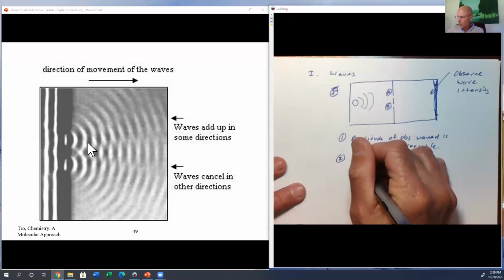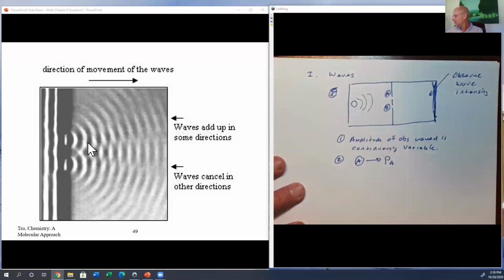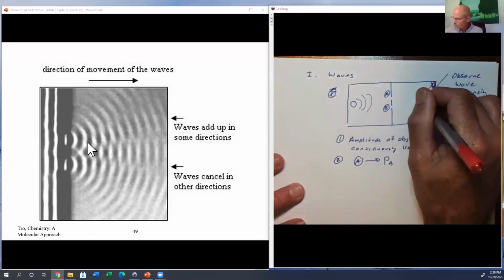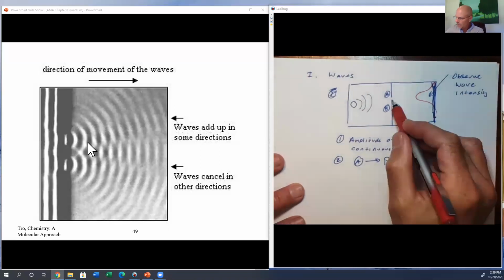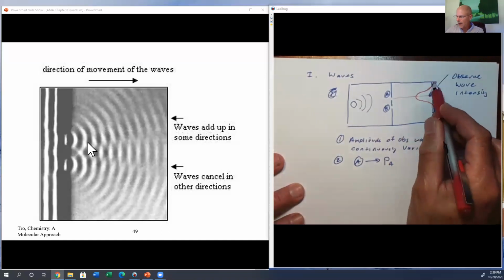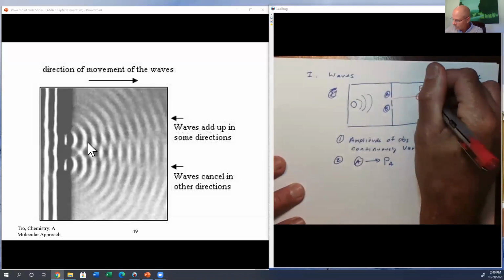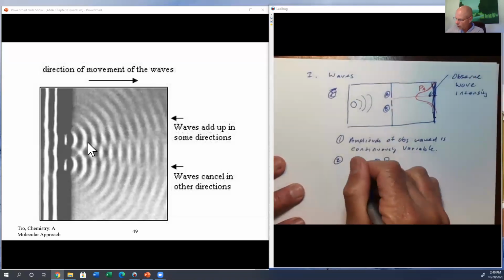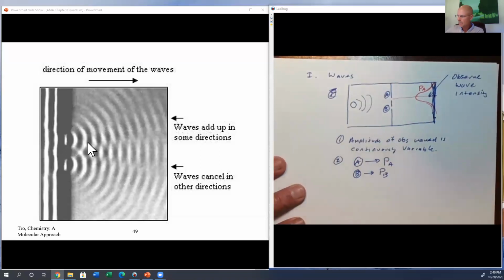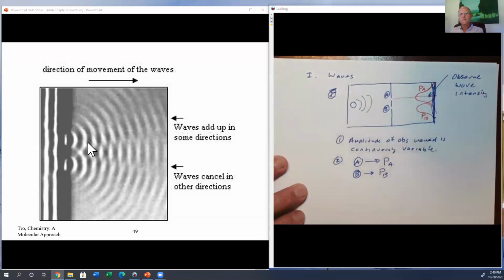Second thing you observe, if you open hole A and close hole B, you get an intensity pattern that looks like this, PA. As the waves pass through, the greatest intensity would be here, and then the intensity would fall away as you get away from that point, all right? So we'll call this PA. Similarly, if you open hole B and close hole A, you get PB, which looks just like PA, but it's moved over a little bit so it's in front of the other slit.